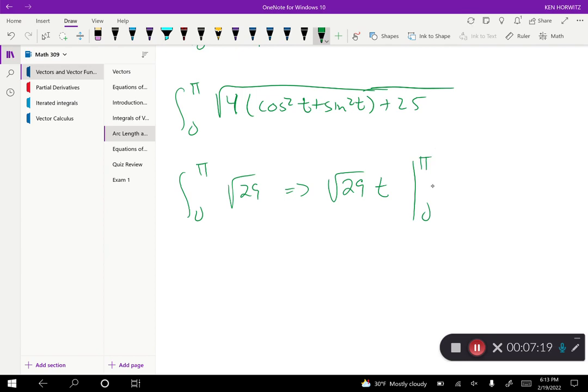So then I wind up with square root of 29 pi minus 0. So my final answer would be square root of 29 pi. All right. So again, simplifying before you integrate makes the integral much, much easier.